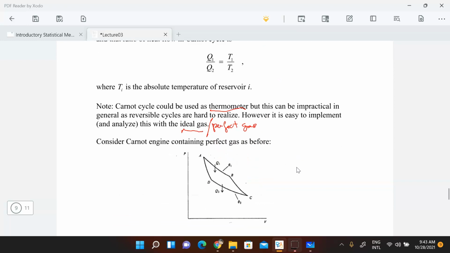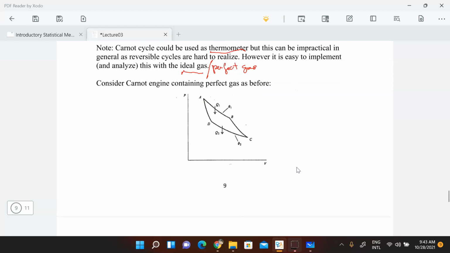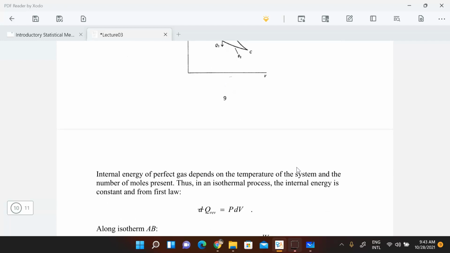Okay, so we go back to this idea of Carnot engine using the perfect gas, where you have the compression of gas, expansion of gas, and then compression of gas. So we'll try to look at this and use all the laws that we know about perfect gases. The first thing that we need to understand is that the internal energy of perfect gas only depends on the temperature and the number of moles.